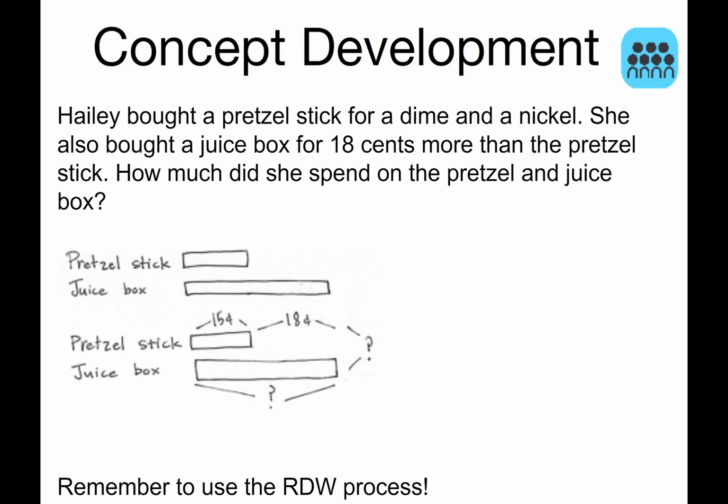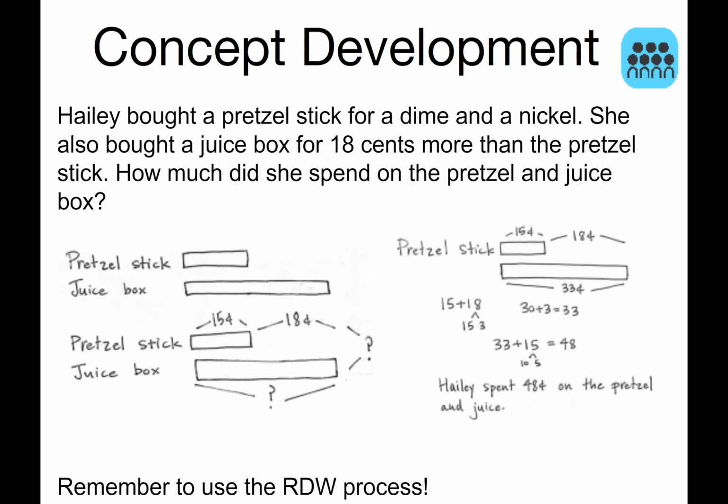Then she bought a juice box for 18 cents more. Did she pay 18 cents for the juice box? No, 18 cents more. So we have to figure out what? 15 plus 18, and that gets us the price of the juice box. All right, so we have a pretzel stick for 15 cents plus 18 cents. 15 plus 18 equals what?